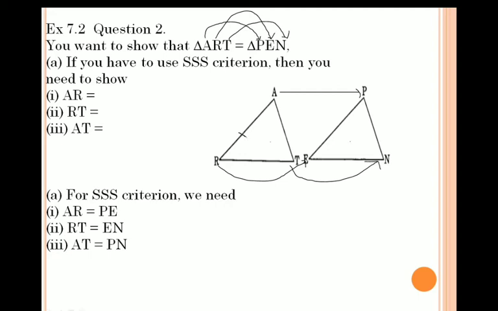AR, so here is the AR, so AR is equal to PE. Then RT, where is the RT? RT is equal to EN. And then AT, AT is equal to PN. So like this, by using the corresponding rule, we have to find out the congruence criterion. Okay, is it easy? By showing these arrow marks, it will be easy to find out the correct name of a given side and angle.